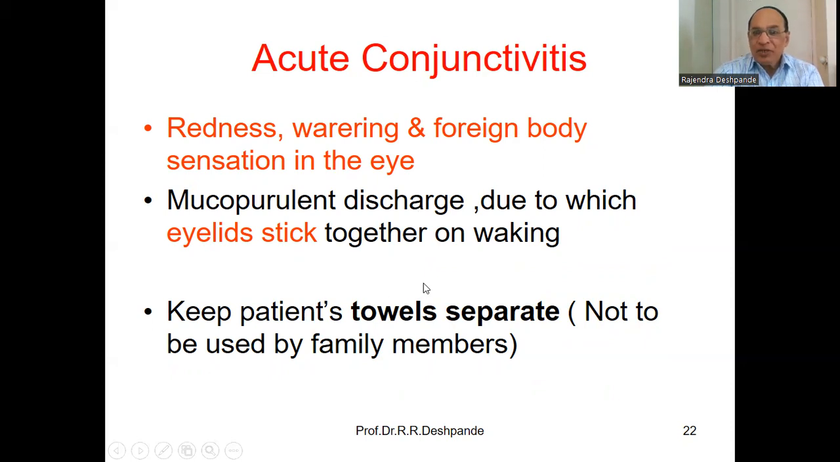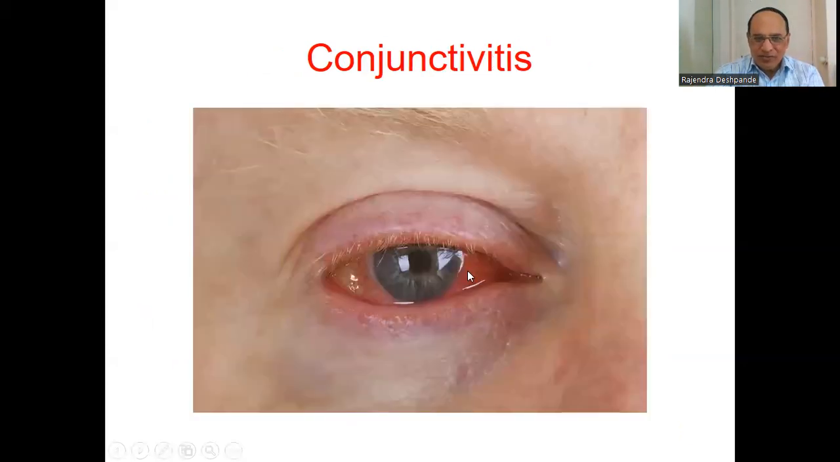Okay, keep the patient's towels separate because this is contagious. If one person uses the handkerchief and then another person uses it, that person will also get conjunctivitis. So be careful. It can spread from one child to another, one person to another. So keep your towels or handkerchiefs very, very separate. Clean them with boiling water and some Savlon or Dettol. The patient's towel should not be used by the family members.